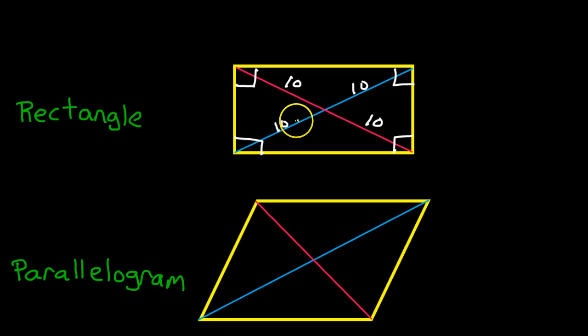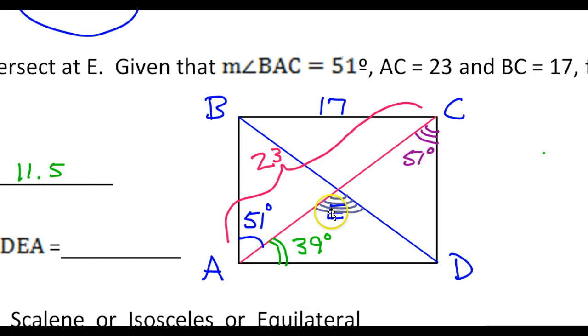If this is 10 and this is 10, that means these are congruent. And remember that in an isosceles triangle, the base angles will be congruent. So these sides are congruent, the angles are congruent, isosceles. So that's what's happening everywhere in this rectangle, isosceles triangles. So that means, for example, this angle over here is also 39 degrees.